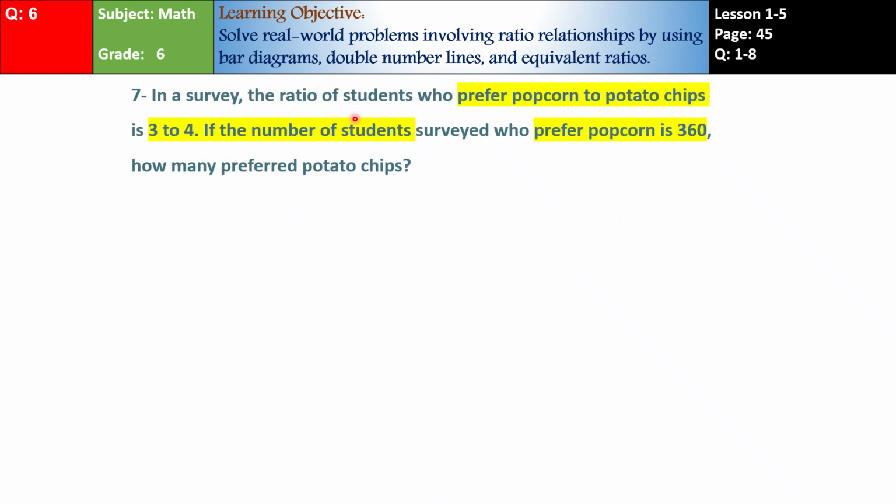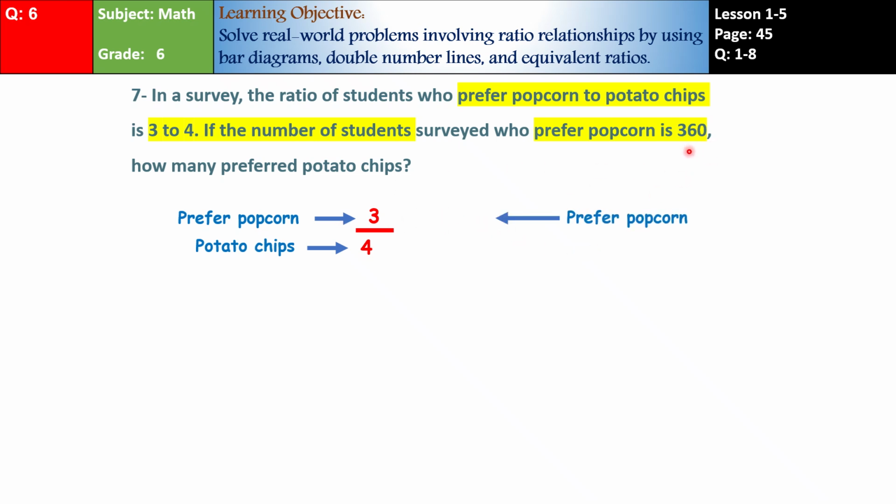In a survey, the ratio of students who prefer popcorn to potato chips is 3 to 4. If the number of students surveyed who prefer popcorn is 360, how many preferred potato chips? First we will write the ratio: popcorn is 3 and potato chips is 4. We have popcorn, so popcorn is the numerator. So 360 is our numerator, and how many potato chips will be there? That we have to find.